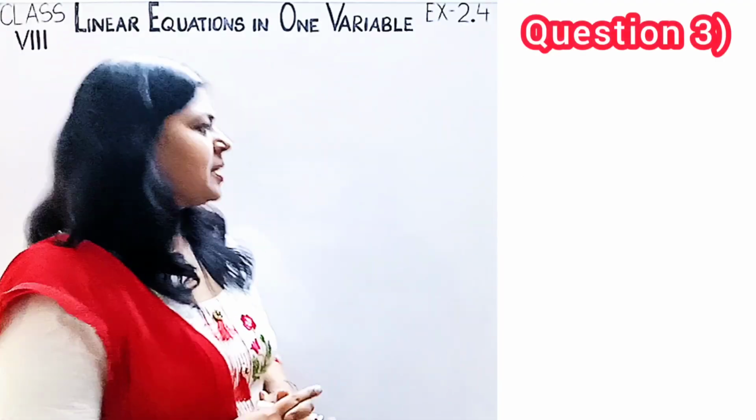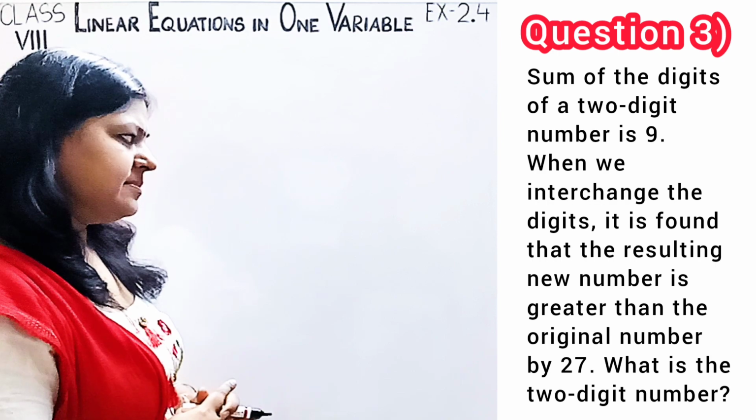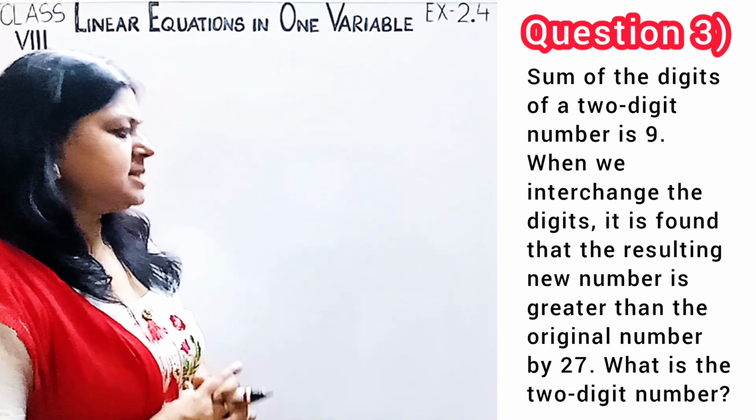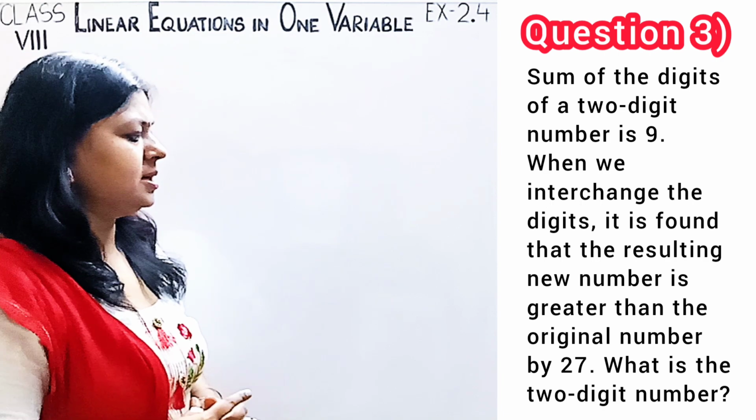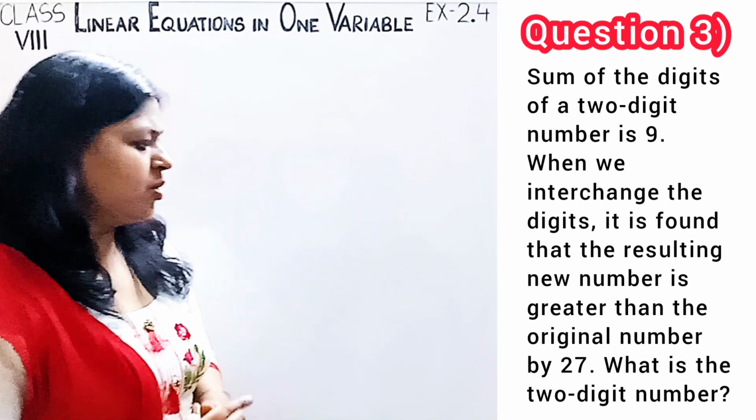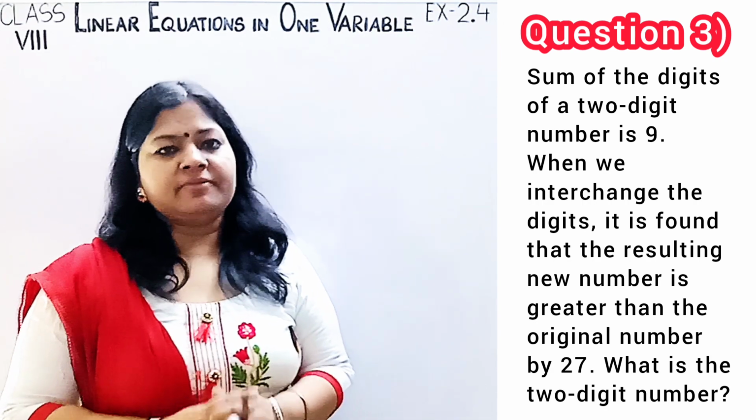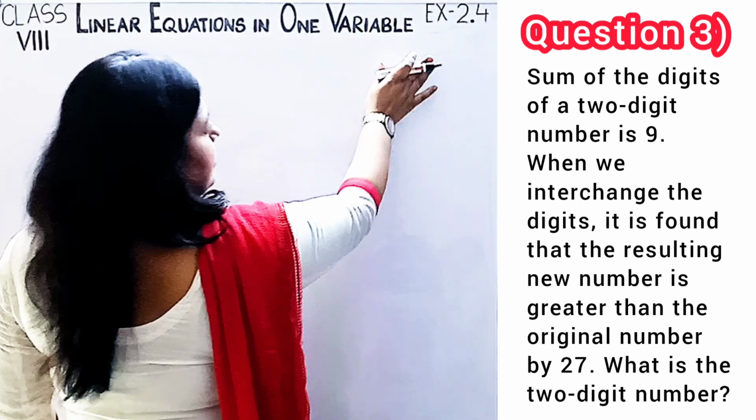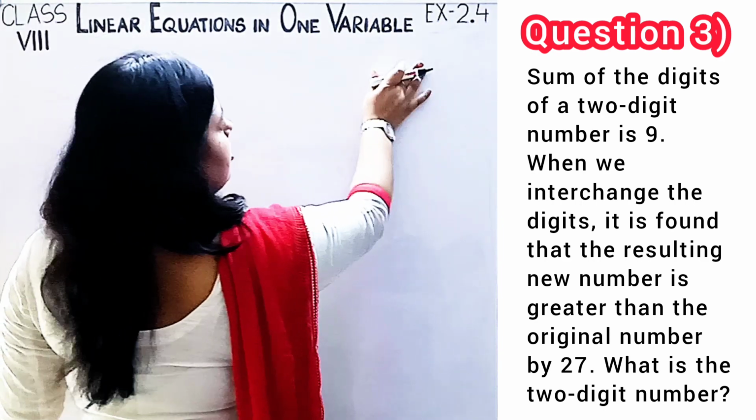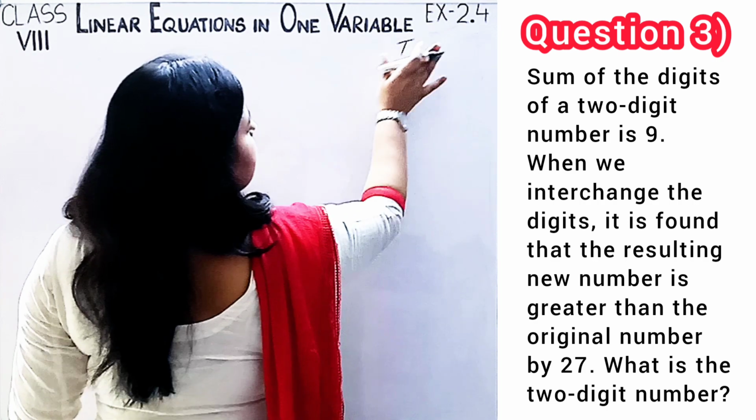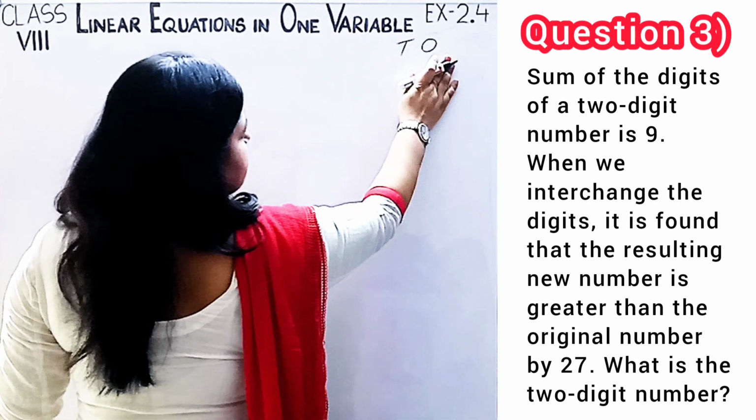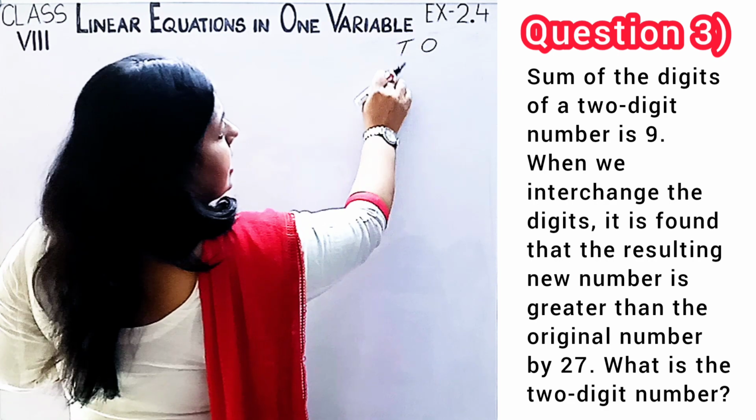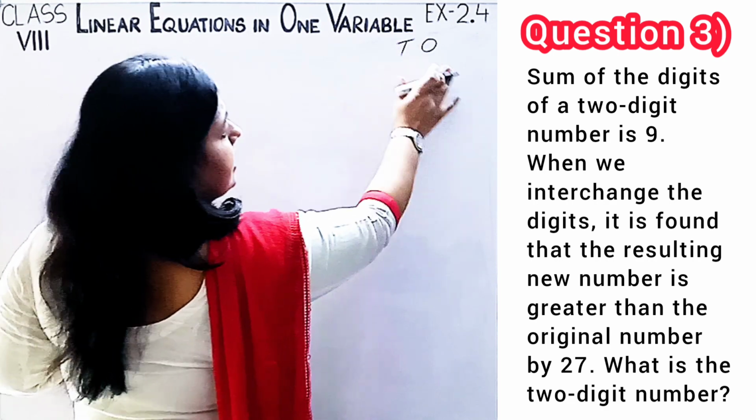Question number 3. Sum of the digits of a 2-digit number is 9. When we interchange the digits, it is found that the resulting new number is greater than the original number by 27. What is the 2-digit number? Here we have to find out a number which has 2 digits. We all know that a 2-digit number is tens and ones. So let the digit at tens place and ones place be x and 9 minus x.